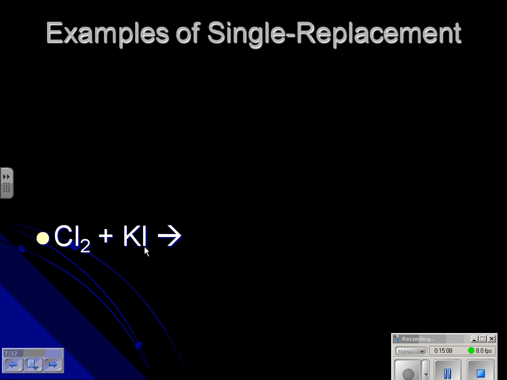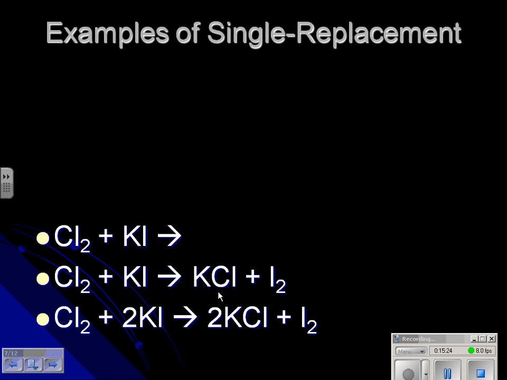But remember that iodine is one of your diatomics, so although it's by itself, it has to be shown as I2, and then potassium had a +1 charge, chlorine has a -1 charge, so you crisscross and you get your KCl. And if you notice, this one is not balanced, so I do have to balance it. Oh, sorry about that. I do have to balance it. So it can happen with nonmetals too.